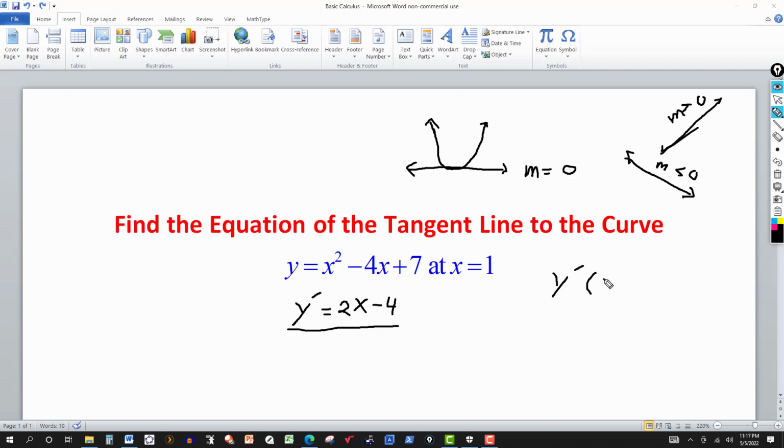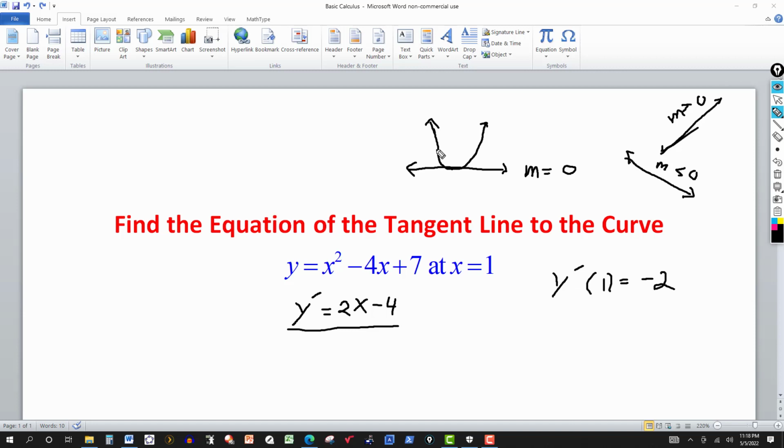So if I plug in a 1 right here, it gives me 2 - 4, that's negative 2. So this tells me that the slope of a line that's tangent to this curve at x = 1 is -2. Now because the slope is negative, I know the line has to come down this way. If the slope had been positive, I know it's rising.